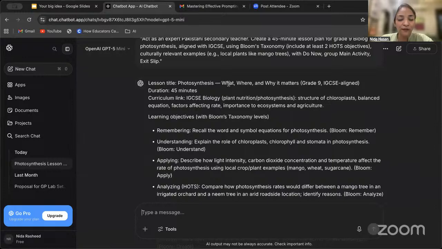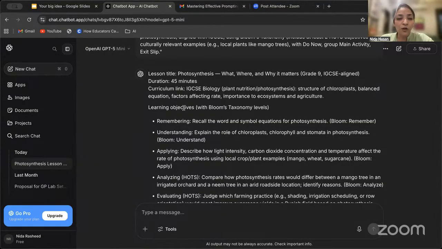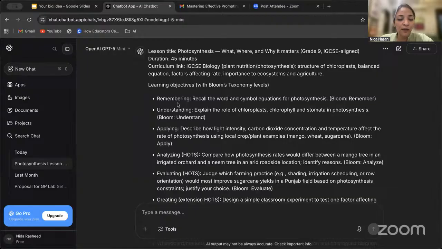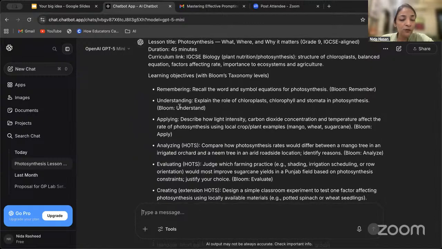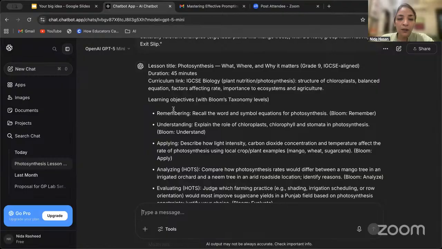Lesson on photosynthesis: what, where, and why it matters, grade 9, duration 45 minutes, curriculum link IGCSE Biology, nutrition, photosynthesis. It's talking about chloroplast, the balanced equation, factors affecting it, and great importance to ecosystem and agriculture. The learning objectives are matched with Bloom's taxonomy. Even though my prompt said only 2, ChatGPT has taken all the Bloom levels and put the objective next to it.